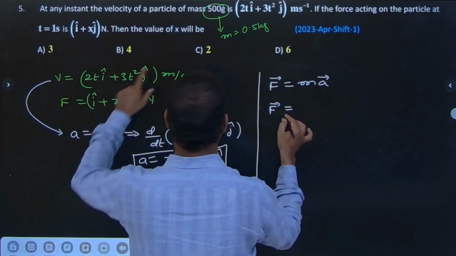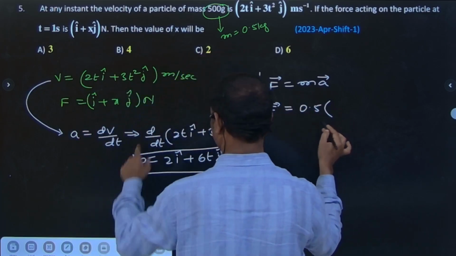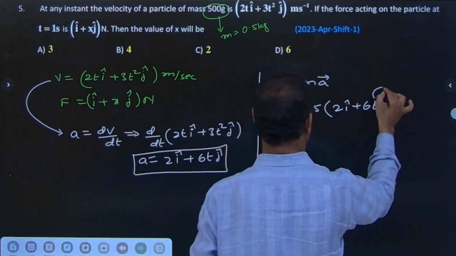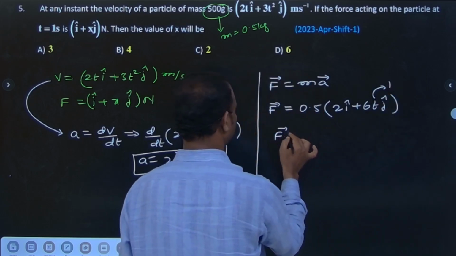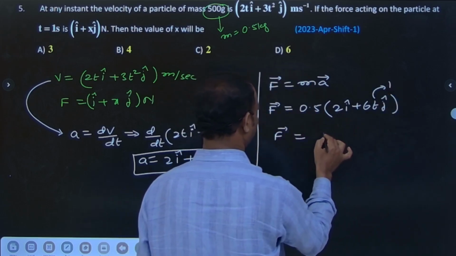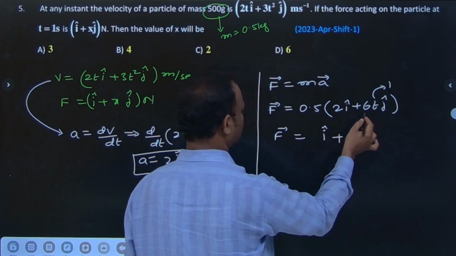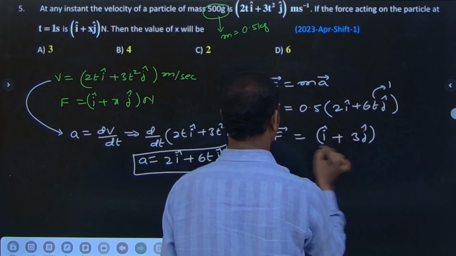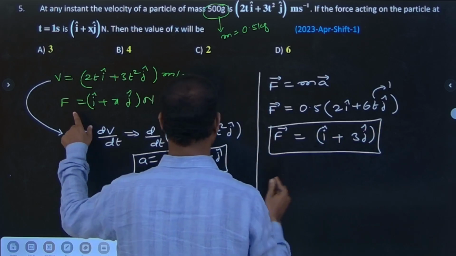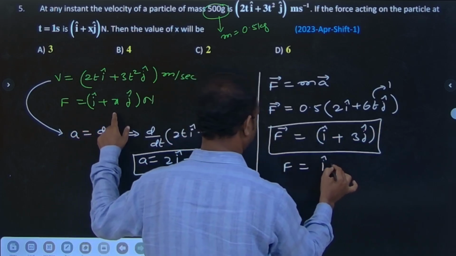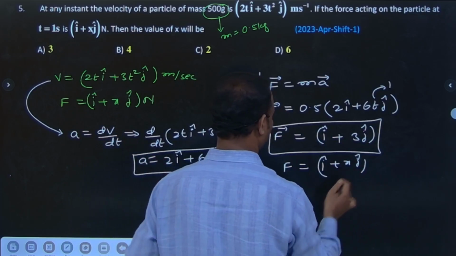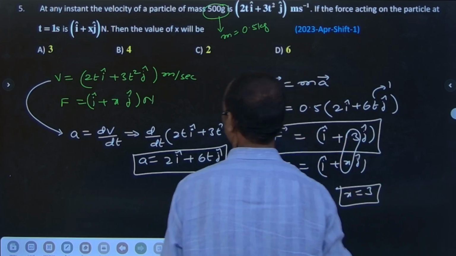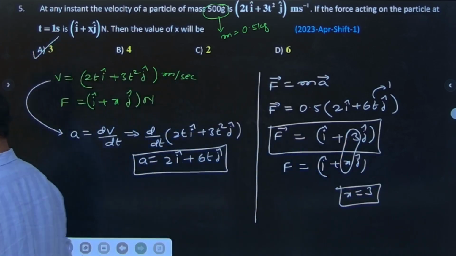The mass is given as 0.5, and a bar is given as 2 i cap plus 6t j cap. The value of t is 1. F bar is equal to 0.5 into 2, which is 1, into i cap, plus 0.5 into 6, which is 3, j cap. Our given question is F equal to i cap plus x j cap. So what is the value of x now? This x is equal to 3. So the answer is option A.